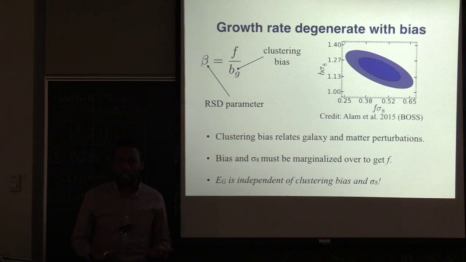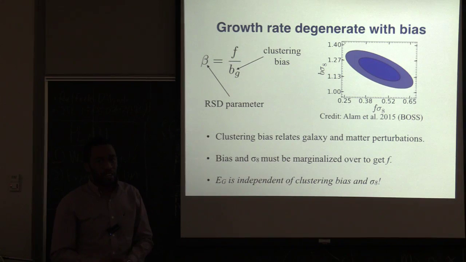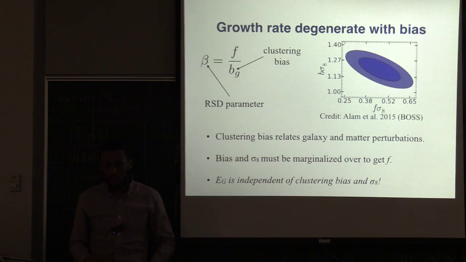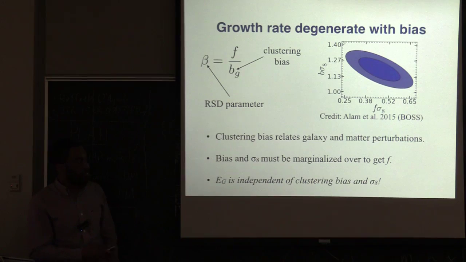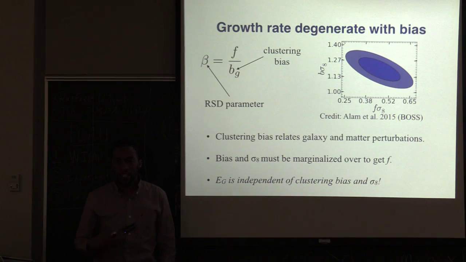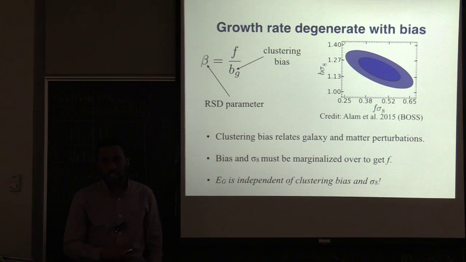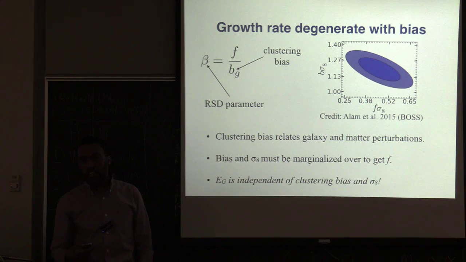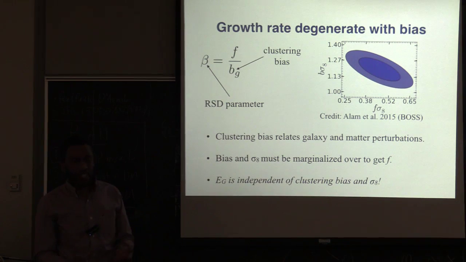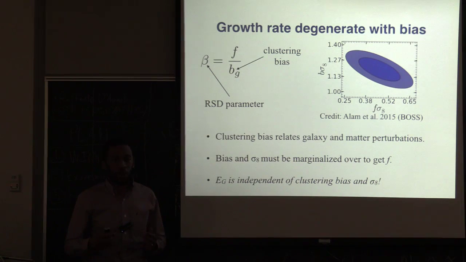So normally what has to be done is you have to marginalize your growth rate over clustering bias and sigma 8 in order to measure the growth rate. But this is not a problem for E_G, because the way E_G, the statistic I discussed a few slides ago, is constructed, it is independent of clustering bias and sigma 8. And so you can probe gravity directly without worrying about these degeneracies.